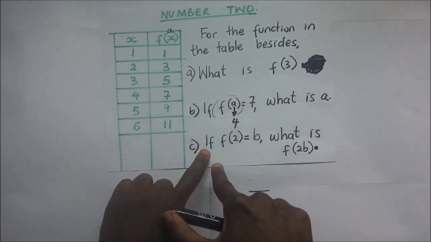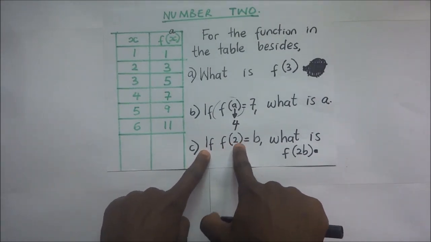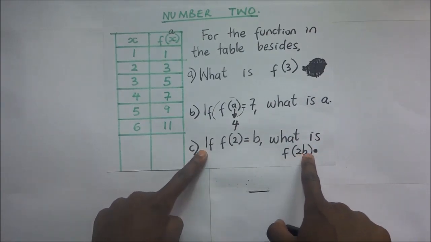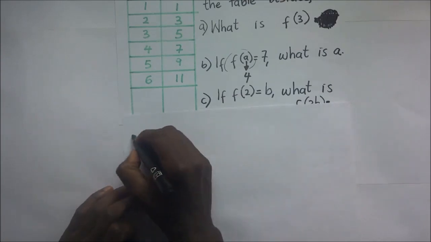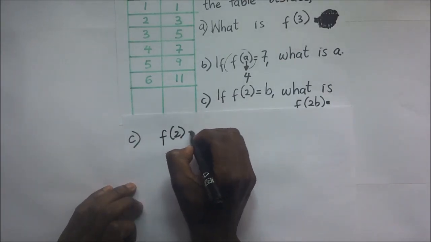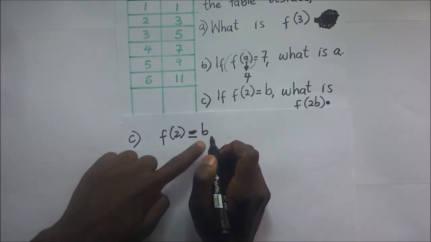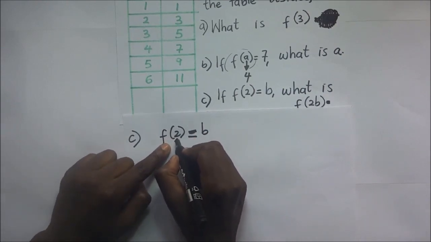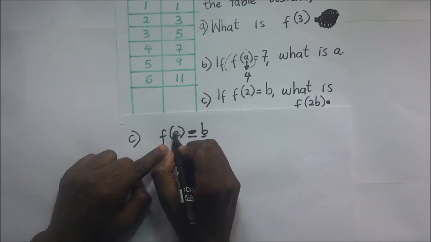Now let's go to part C. We are being told that if f of 2, or when the value of x is 2, the function is equivalent to b. What is the function of 2b? So it means we need to first find b. To get the value of b, we've been told that it is b when the value of x here is 2.